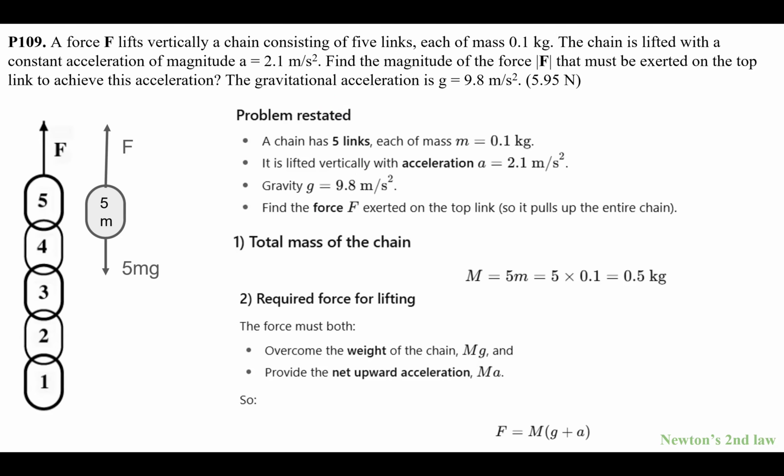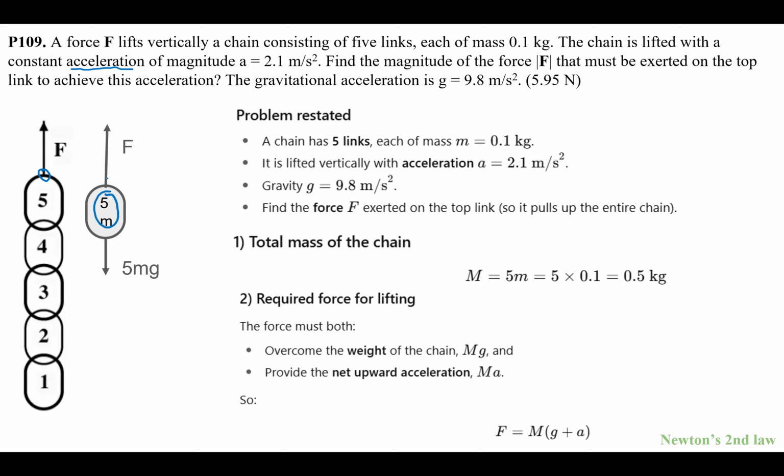That's the thing. A force F lifts vertically a chain consisting of 5 links. The chain is lifted with constant acceleration. Once again, same thing. Find the magnitude of the force F that must be exerted on the top link to achieve this acceleration. So it's on the top. F should be calculated, but in order to get it, you have to think that all of them are linked together so that we have 5 masses together.